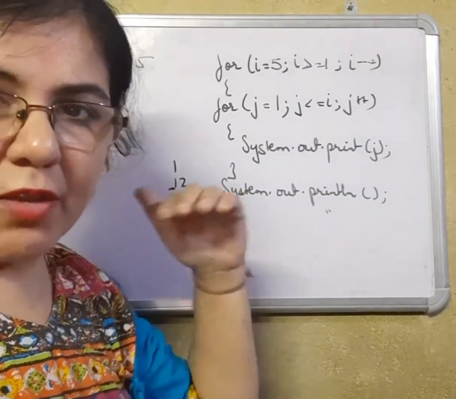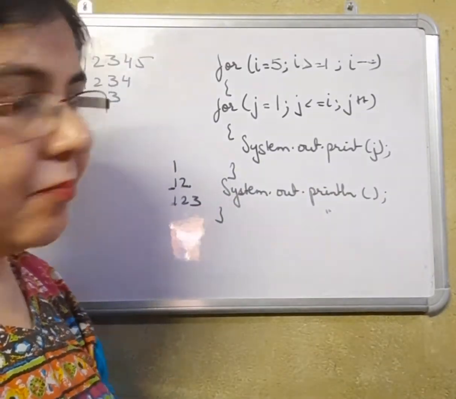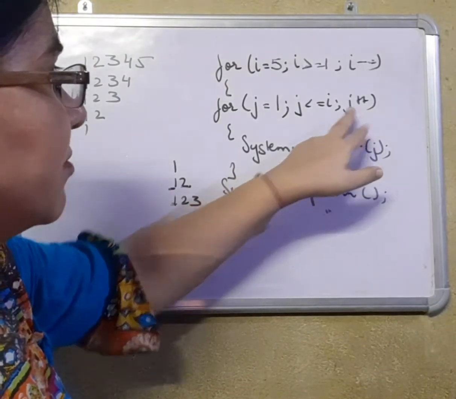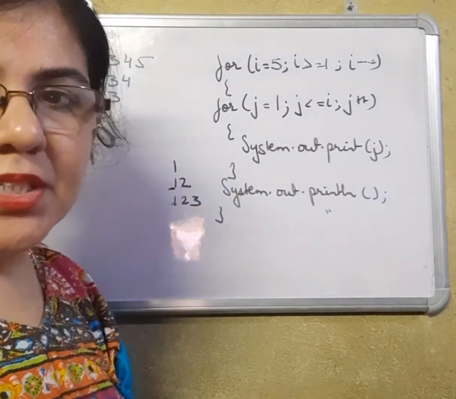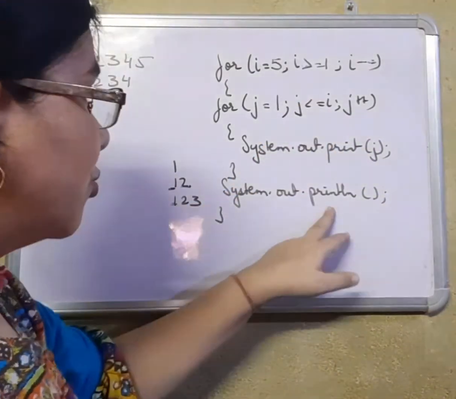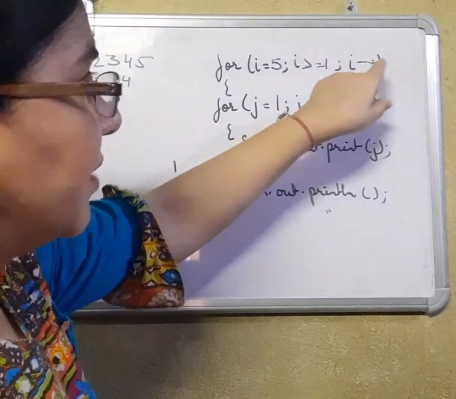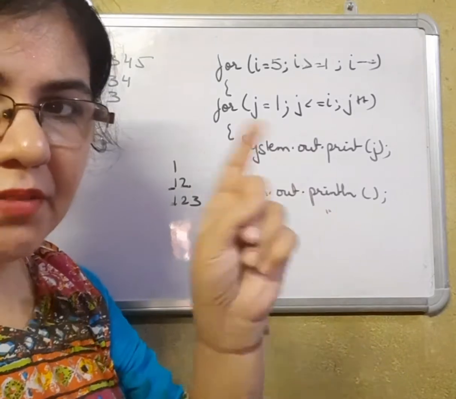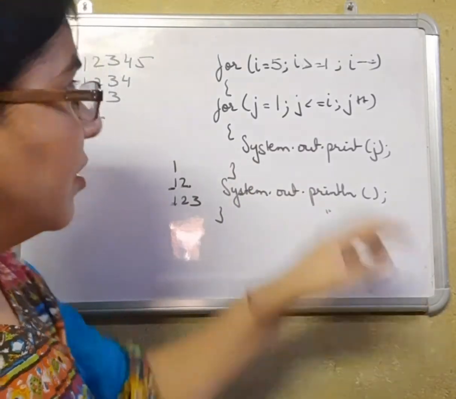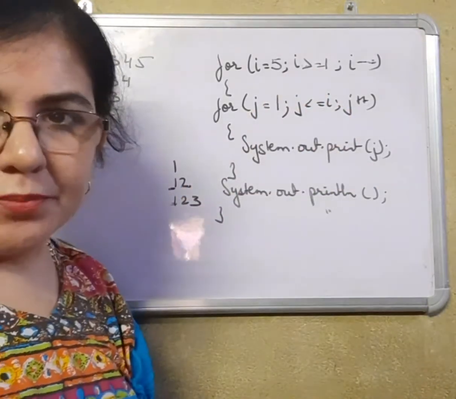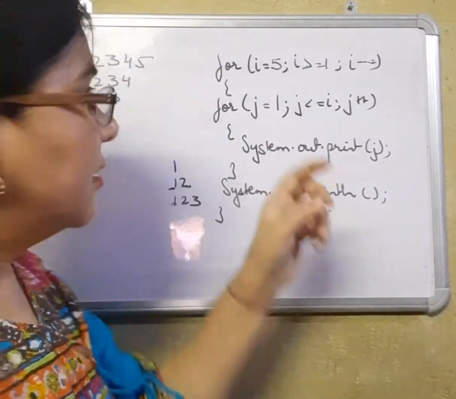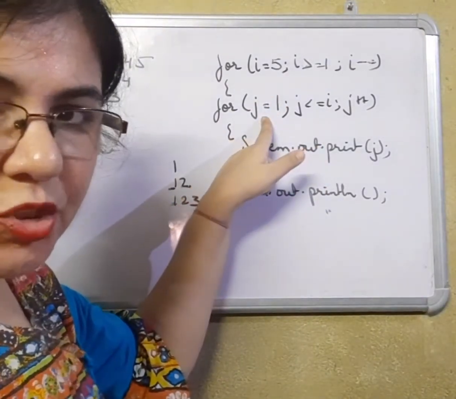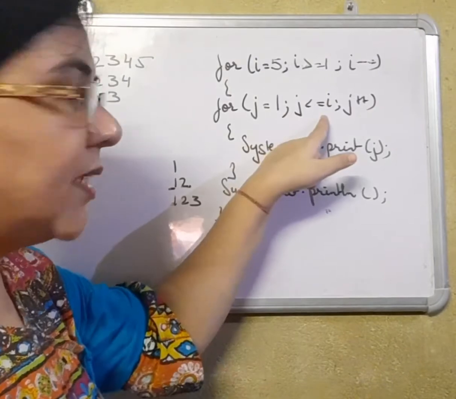So what will it be printing here? 1, 2, 3, 4, 5, all on the same line. Then J will become 6, 6 less than equal to 5 is false. It will go to the next line. Again it will go back here, but this time it is facing I minus minus, meaning I will decrease and it will become 4. 4 is greater than equal to 1. Yes. Again it will come inside. J will restart with 1. 1 is less than equal to 4.